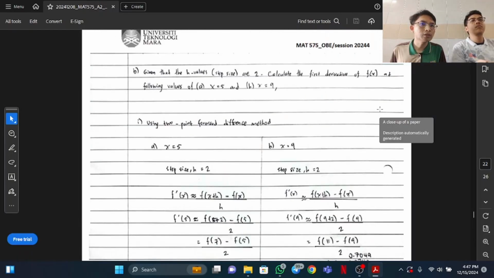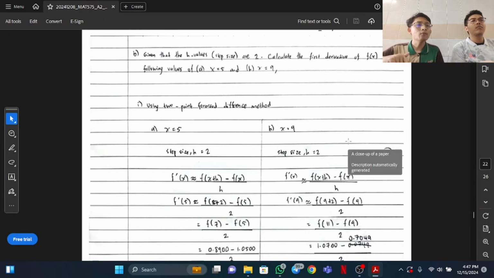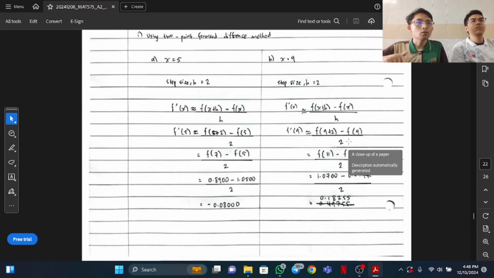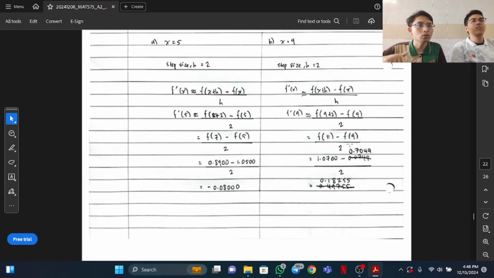The second question is, given the step size h equal to 2, we are asked to calculate the first derivative of f(x) at the following values, when x equal to 5 and x equal to 9. The first part is about using the 2-point forward difference method. So when x equal to 5, the step size given is 2. So we use the formula, the derivative for the 2-point forward difference is f(x plus h) minus f(x) divided by h, where h is the step size. So we put in all the given values of x. We get f(7) minus f(5) divided by 2, and we got negative 0.08000.